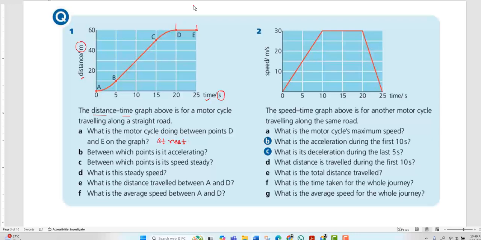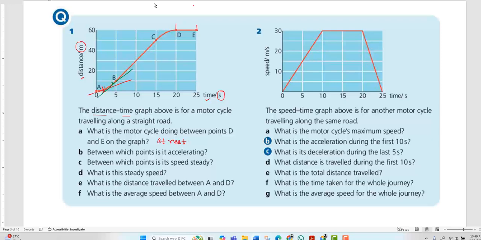Is it A to B? Because there's a curve from A to B. So how can you tell? Yes, it is a curve there. If I look for the gradient of the curve, suppose I consider one point here, and suppose I consider another point here, so the gradient has increased. The green gradient is more than the red gradient now.